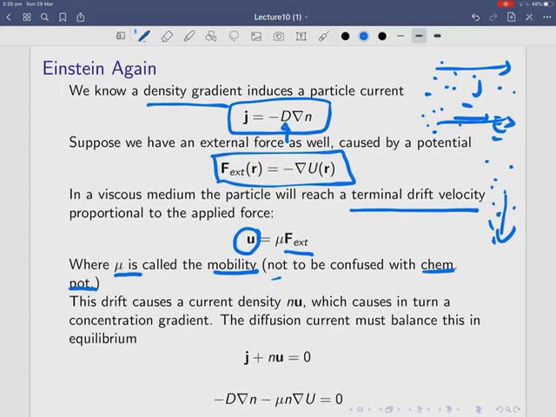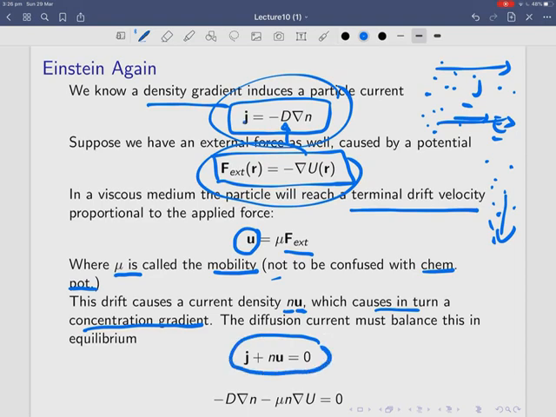Okay, so this drift causes a current density, which is the number of particles times the velocity, and that in turn might cause a concentration gradient. So if we have both external force and diffusion happening, then ultimately in equilibrium, if you reach an equilibrium situation, they must balance. So this J here must be balanced by the J due to the current drift, due to the potential. All right.